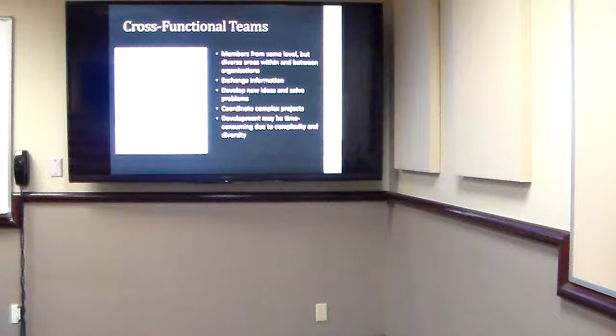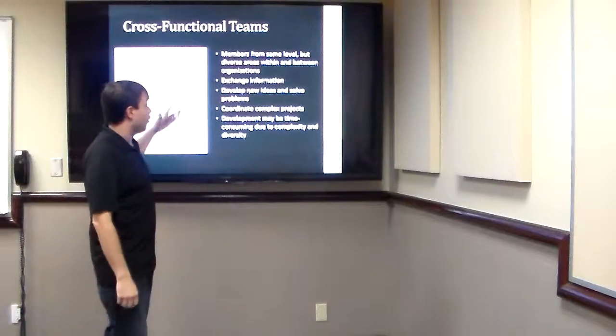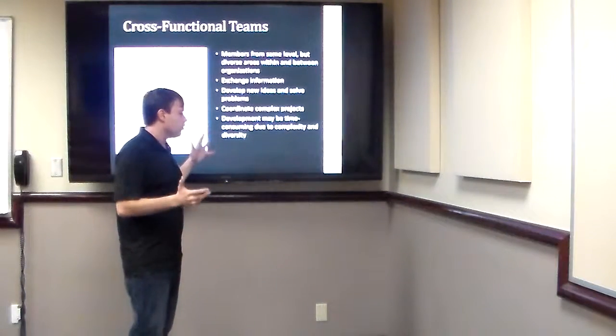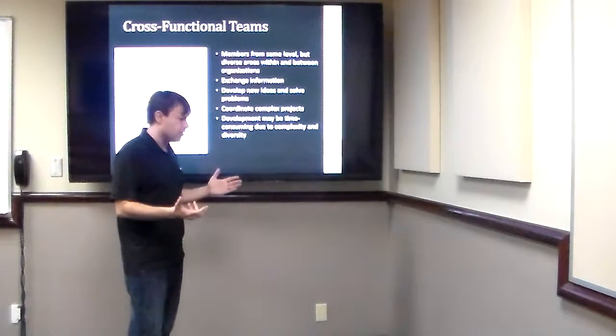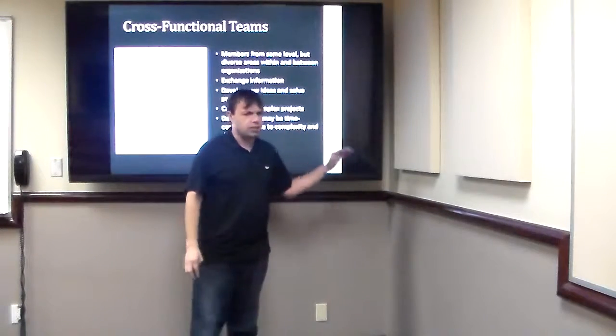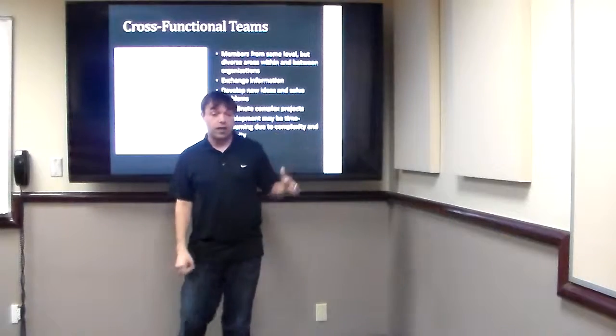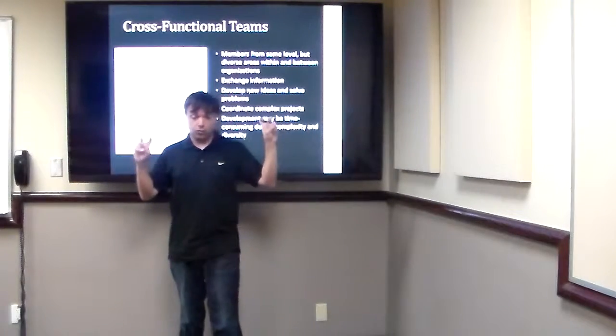When you have cross-functional teams, people are from the same level, but they are within different areas of the organization. They can develop new ideas and solve problems. They can coordinate projects together, but the development can take time for people to get to know each other because they're working across different boundaries and working across different departments. The example that I would use in a doctoral school reform class for cross-functional teams is the unfortunate situation that we run into when we do professional learning communities and we stick the art teachers and the music teachers and the phys ed teachers and the home ec teachers all together and say, here, here's your professional learning community.